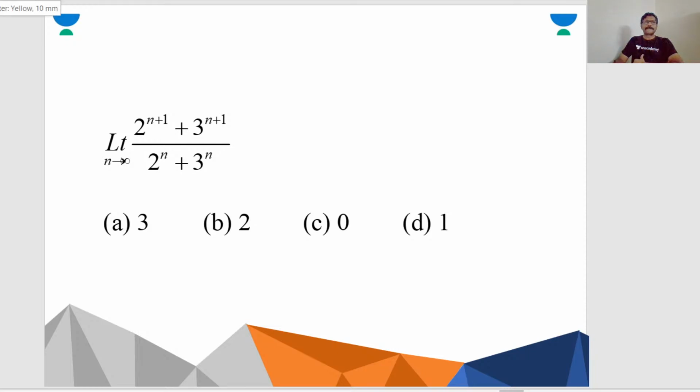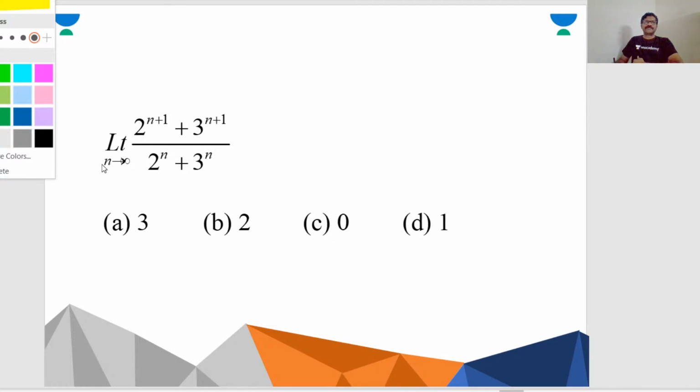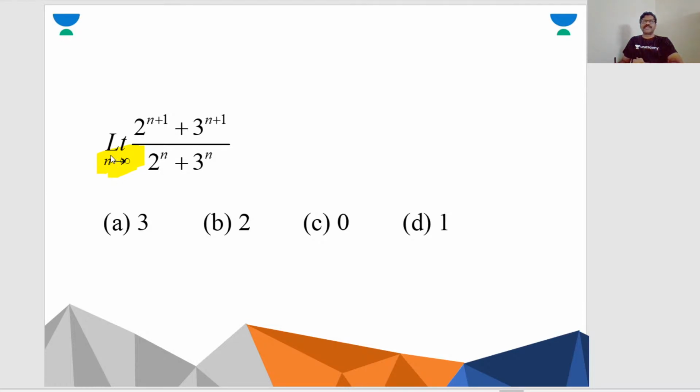Next question. Limit n tends to infinite, (2 power n plus 1 plus 3 power n plus 1) by (2 power n plus 3 power n). Try this one. Limit n tends to infinite, 2 power n plus 1 plus 3 power n plus 1 by 2 power n plus 3 power n.